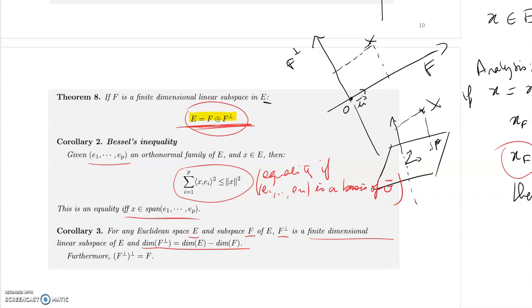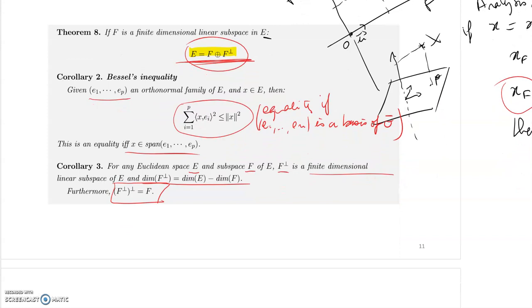So you get this equality. And furthermore, also very intuitively, the orthogonal of the orthogonal is going to be the vector space you started with. That's also pretty intuitive. Let's just take a few seconds to prove that.